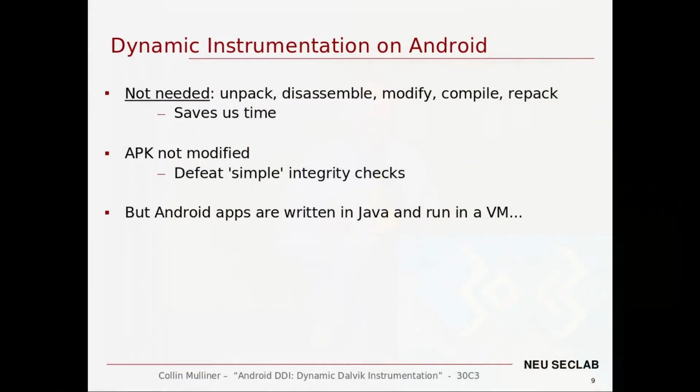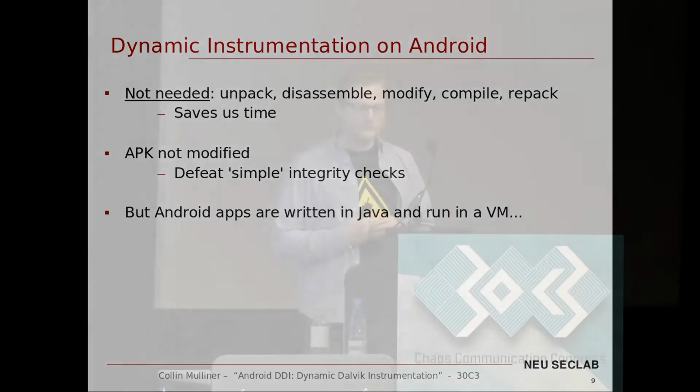What are some of the really basic advantages of doing dynamic instrumentation on Android? One of the main advantages is that you don't need to unpack, disassemble, modify, compile, repack. You don't have to do all this, so you save a lot of time. Also, you don't need to modify the target APK. So really simple integrity checks are still working. Or if you have maybe an application that is signed with higher privileges, like the platform signature, you cannot repackage that without modifying or killing that signature.